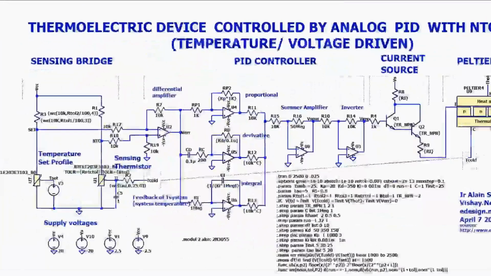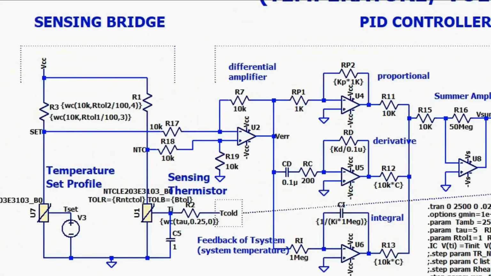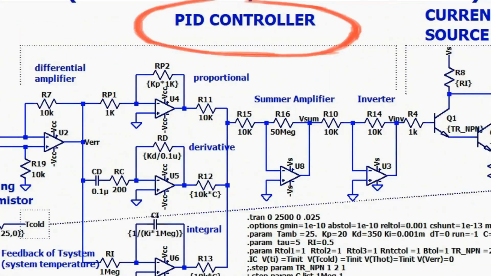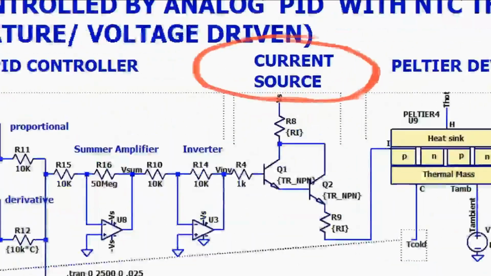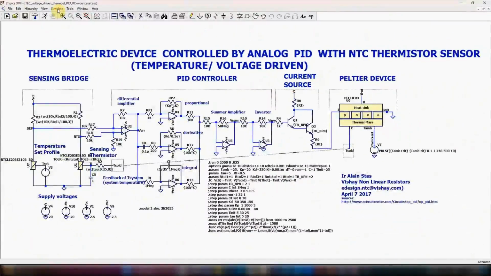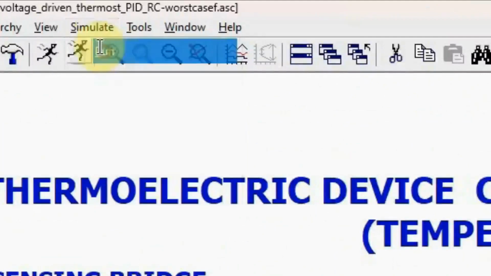The heat removed from the thermal mass by the Peltier induces a temperature drop which is fed back to an NTC thermistor in a Wheatstone bridge, which compares the NTC resistance to a set profile. The bridge voltage is then used by a PID controller to tune the Peltier current for closed-loop temperature control. Once again, it's a plug-and-play simulation.